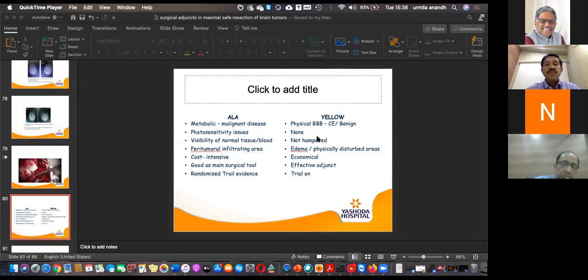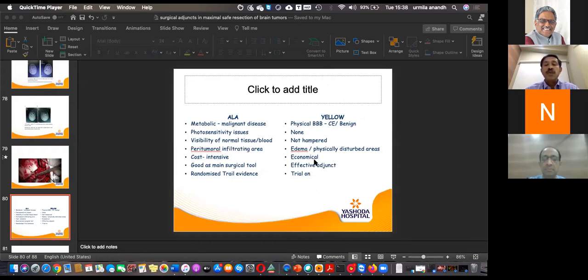So the difference between yellow fluorescence and ALA fluorescence: this is pretty expensive, this is very cheap. This depends on the physical blood-brain barrier. This depends on the malignancy of the tissue. This is active metabolic fluorescence. This is just passive fluorescence because of lack of blood-brain barrier. Edema and physically disturbed areas may fluoresce late, whereas peritumoral infiltrating areas may fluoresce actively. And so you may walk into functioning tissues in the surrounding infiltrating areas if you are not careful.